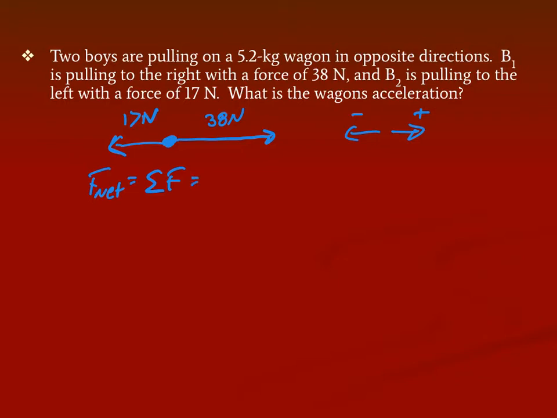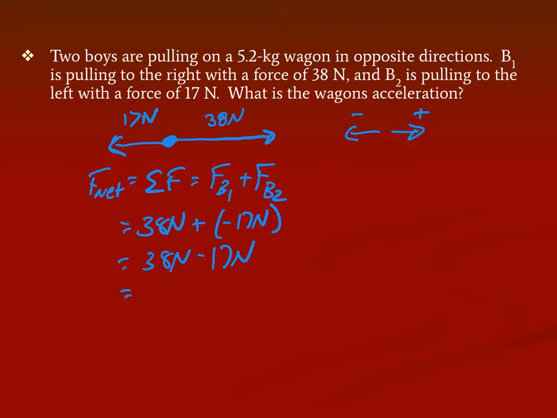So that's going to be the force of boy 1 plus the force of boy 2, which is going to be 38 newtons plus a negative 17 newtons because it's in the opposite direction. So 38 minus 17 is going to be 21 newtons. So the net force acting on the wagon is 21 newtons.